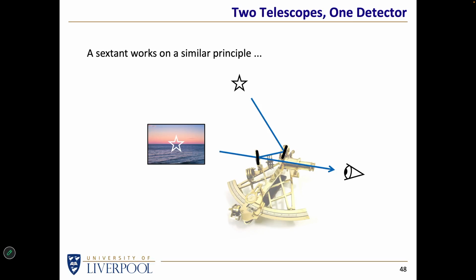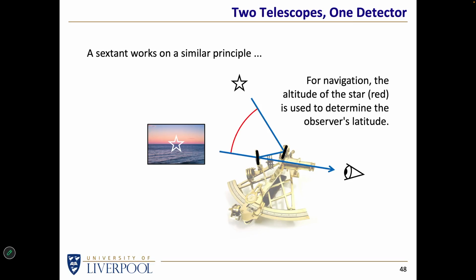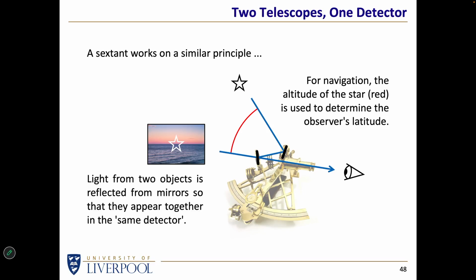Two different points of the sky, but arriving at the same detector, your eyeball. Now, in the case of navigation, you're interested in that angle because that angle gives you your latitude and it allows you to navigate. But the point here is light from two objects has been bounced off mirrors such that they end up at the same place. This means you can determine the angle between the star and the horizon very accurately because you can read it off that vernier scale at the bottom.